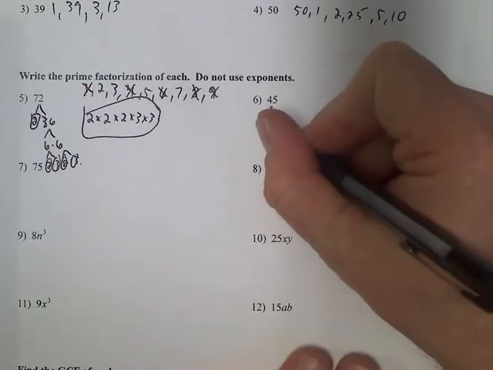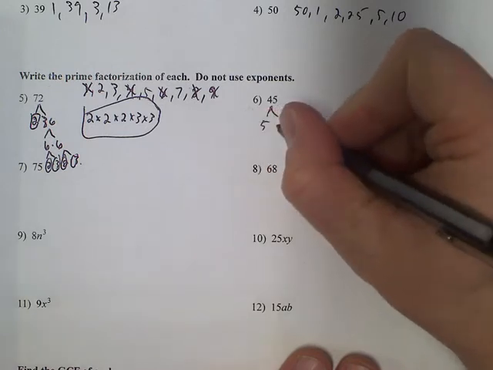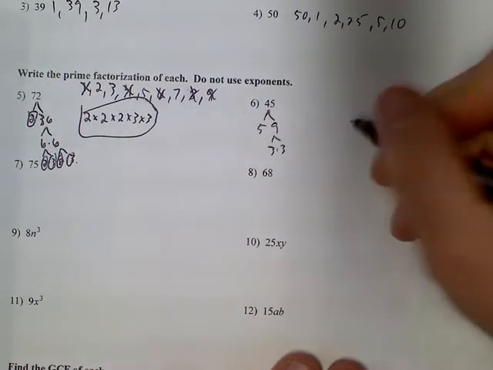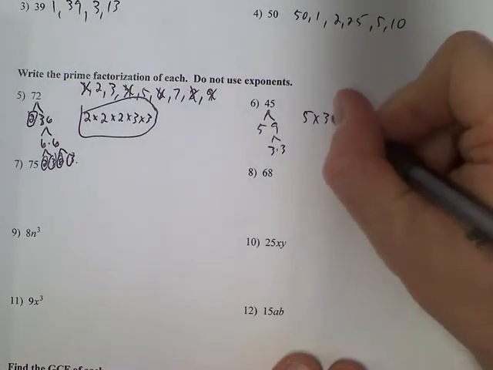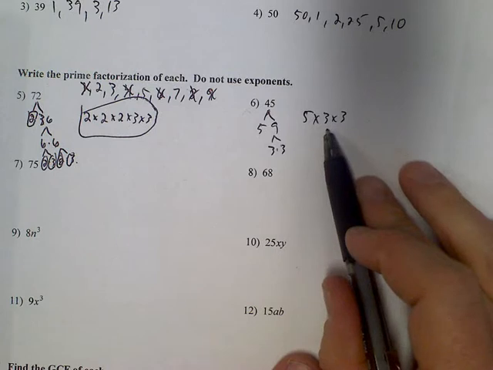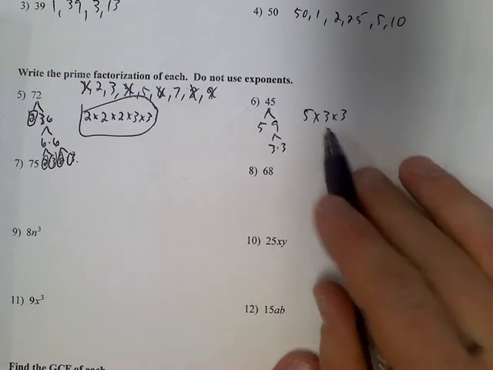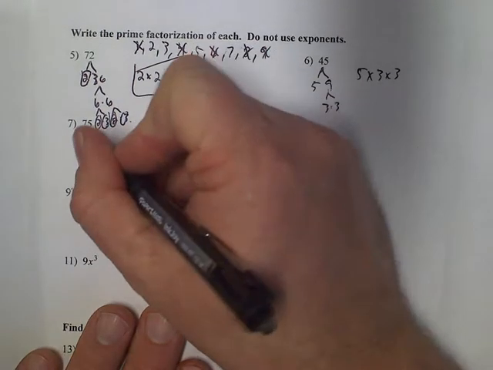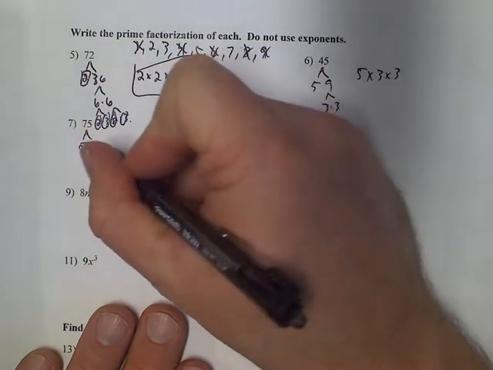So if I break down 45, that would be 5 and 9, 3 and 3. So my prime factorization would be 5 times 3 times 3. Now notice my order does not matter, so I can change this order around if it doesn't matter.